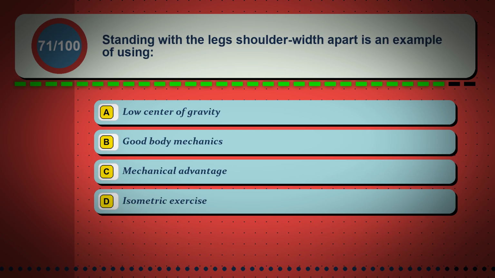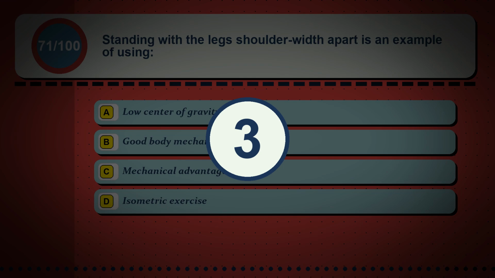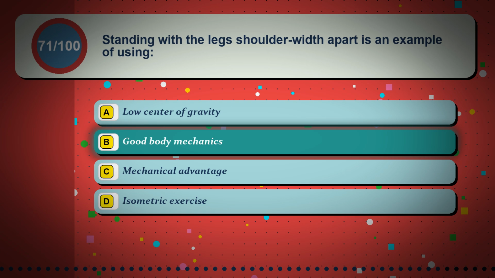Question 71. Standing with the legs shoulder-width apart is an example of using: option A, low center of gravity. Option B, good body mechanics. Option C, mechanical advantage. Option D, isometric exercise. The correct answer is option B, good body mechanics.